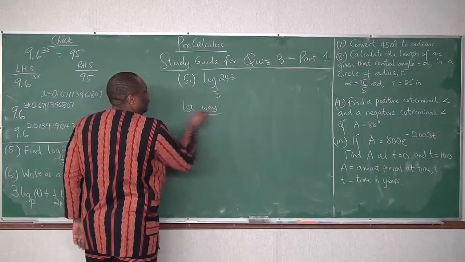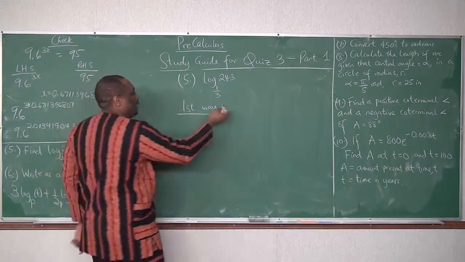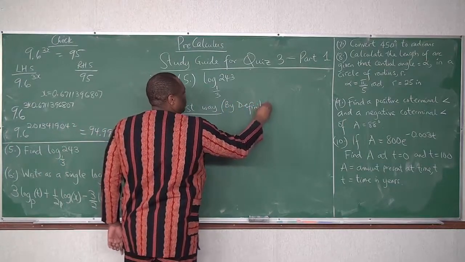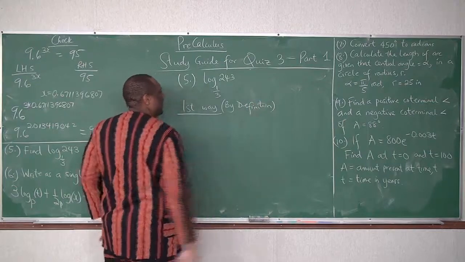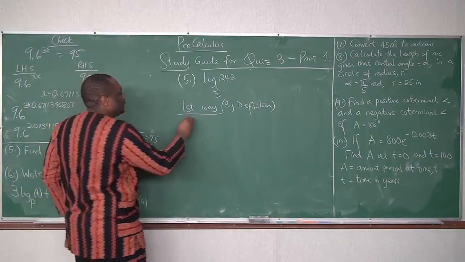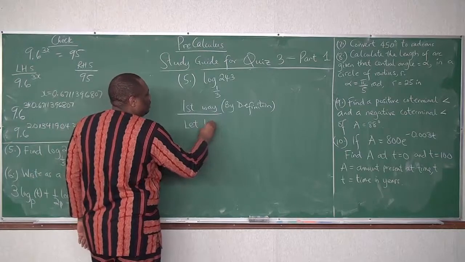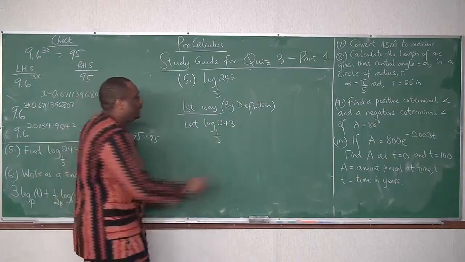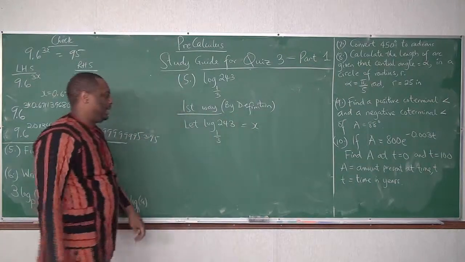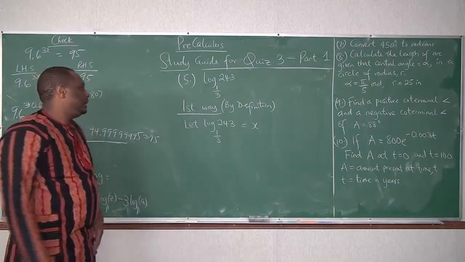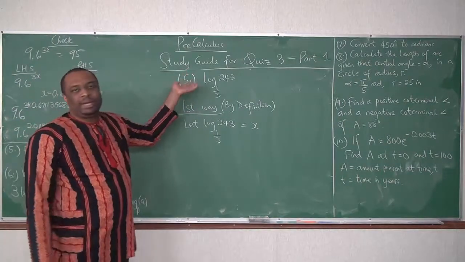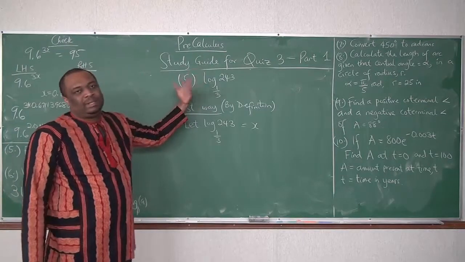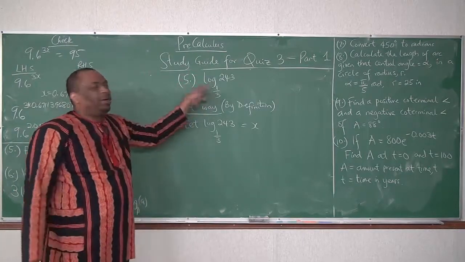First way, by definition. I call it by definition of logarithm. By definition, convert log and exponents. So you just say let log 243 to base 1 over 3 be something like x. Now this is not an equation, but I've made it into a logarithmic equation. This is not an equation, so I'm not going to check this.